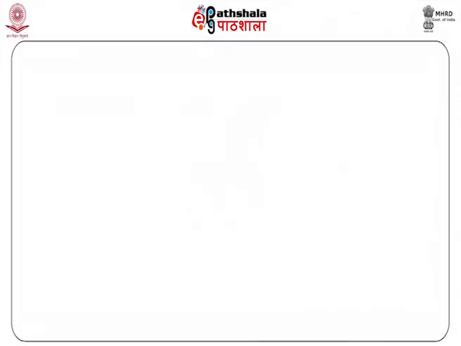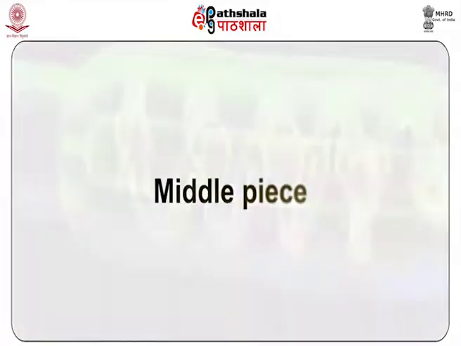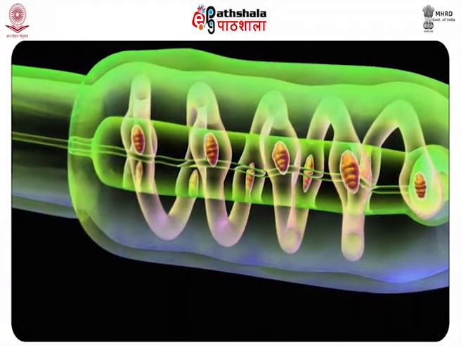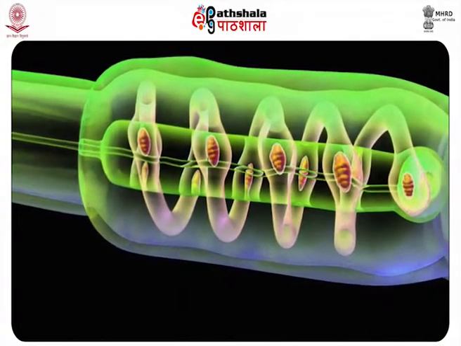The neck consists of centrioles, which are the proximal centriole and the distal centriole, and its function is that the distal centriole gives rise to the axial filament of the sperm which runs up to the end of the tail. The middle piece is the tubular structure in which the mitochondria are spirally arranged. It is called the powerhouse of the sperm because it gives energy to the sperm to swim in the female genital tract.